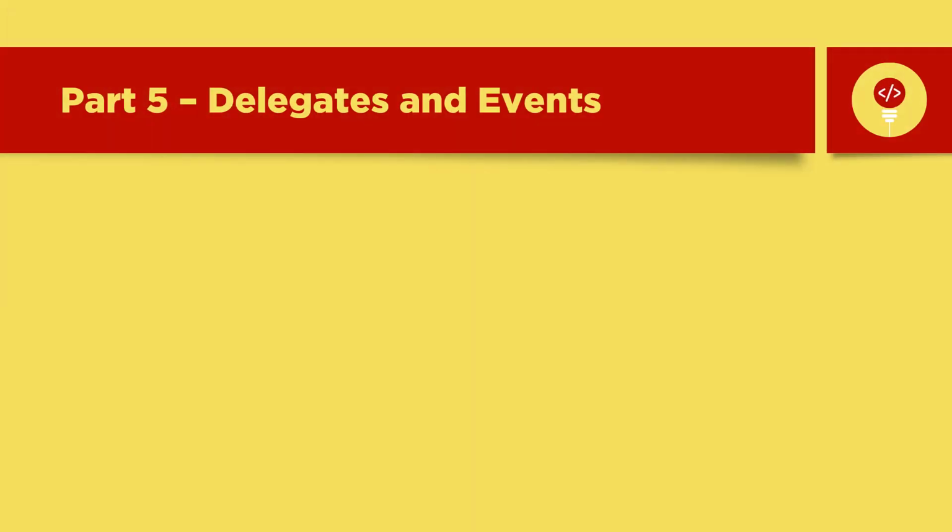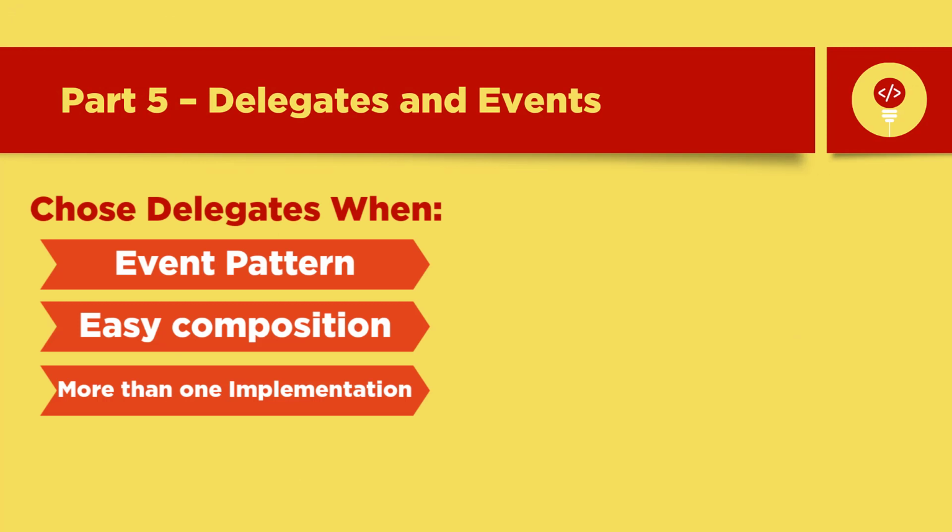Okay, when do you choose interfaces versus delegates? Choose a delegate when an eventing design pattern is used, if the calling code does not need to access other properties, methods, or interfaces on the object implementing the method, or an easy composition is desired. When we talk about object-oriented design, you will hear favor composition over inheritance.